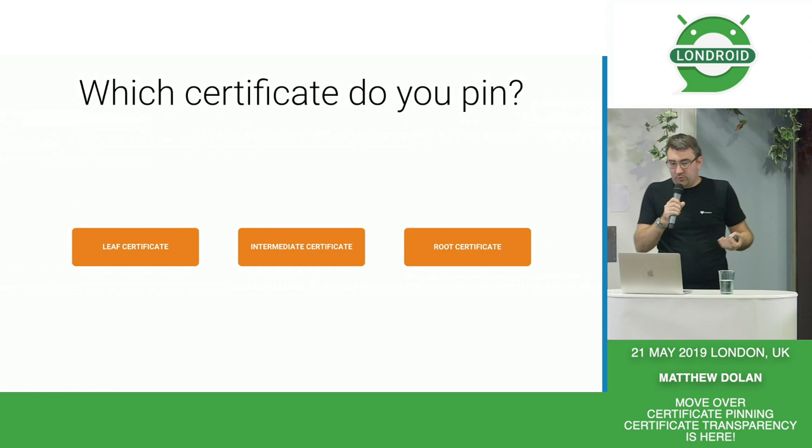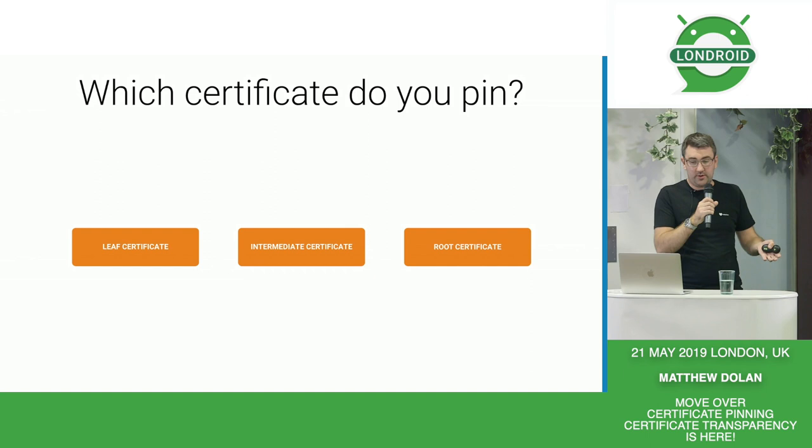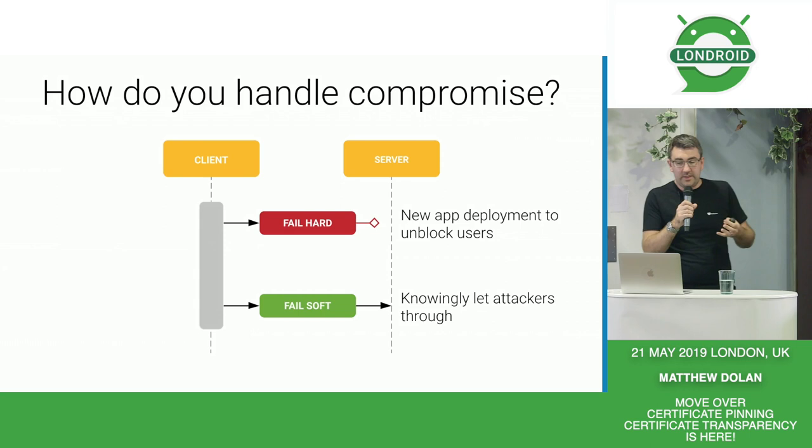Now, common recommendations typically suggest that it's best to pin against both a leaf certificate and an intermediate certificate to give you the best compromise. Less chance of bricking your app, but more risk that people might be able to perform a man-in-the-middle attack. And of course, this also means you'd need to think about how compromise is handled.